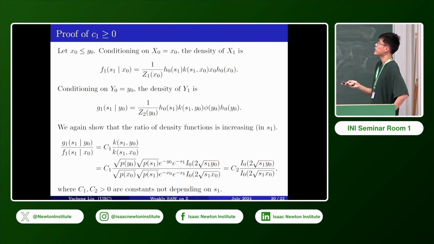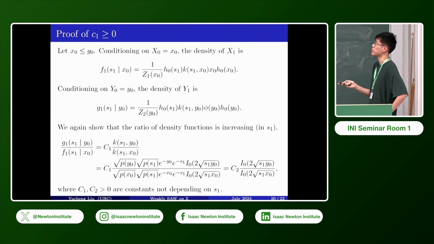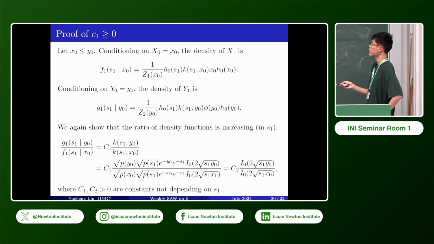So when I take the ratio, what I really get is the ratio of my integral kernels. And here's the explicit expression for it. And it boils down to a ratio of my modified Bessel function with different parameters, Y0 being bigger than X0. Therefore, what we do is show this thing is strictly increasing in S1 using some known properties of the modified Bessel function.